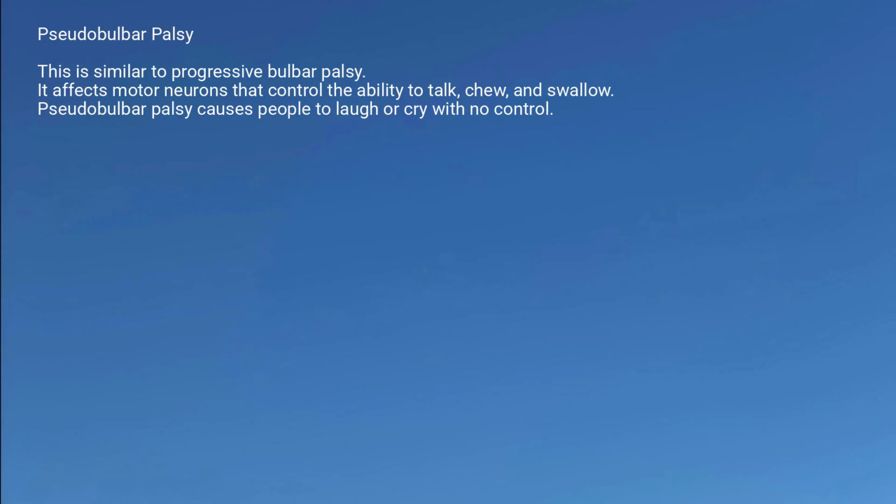Pseudobulbar palsy. This is similar to progressive bulbar palsy. It affects motor neurons that control the ability to talk, chew, and swallow. Pseudobulbar palsy causes people to laugh or cry with no control.